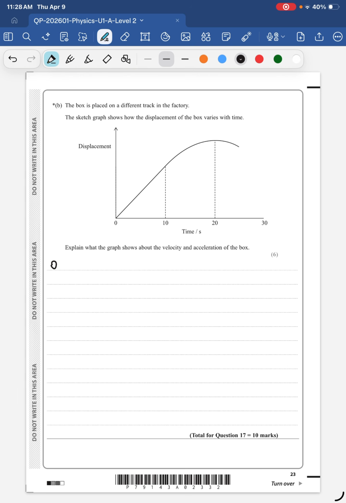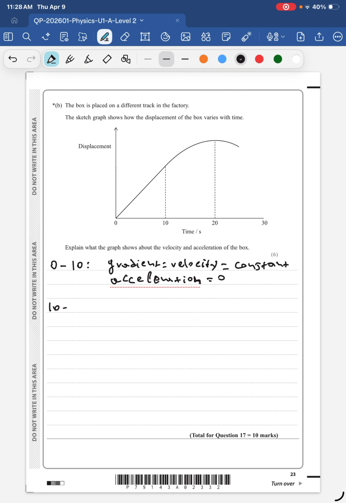So from 0 to 10, the gradient, which equals the velocity, is constant, okay, which means that the acceleration is 0. And how do we know that? The velocity is constant, doesn't change, so the acceleration is 0.